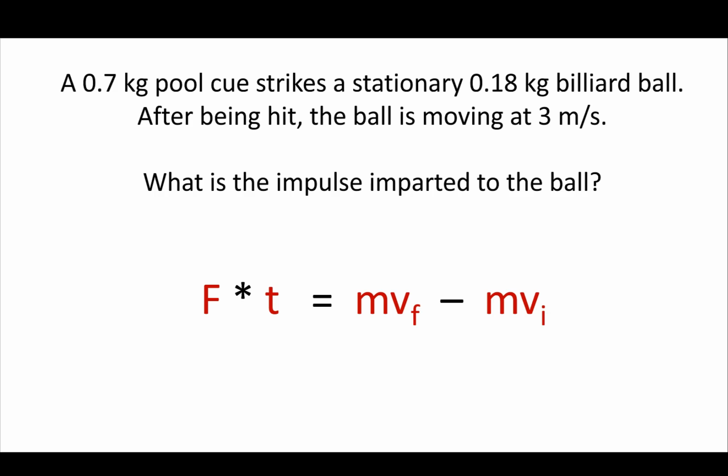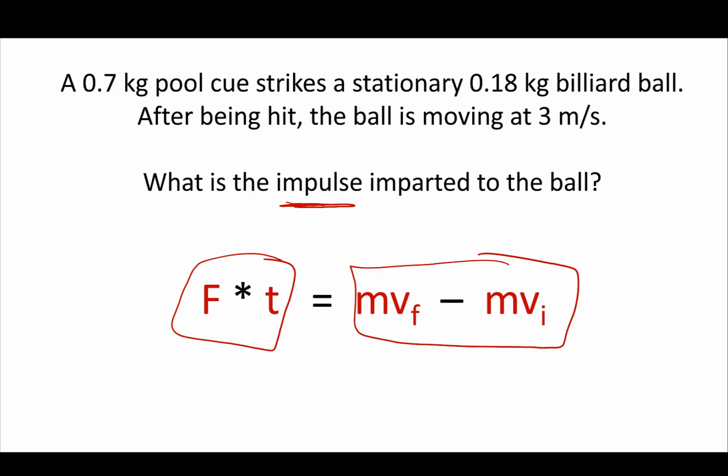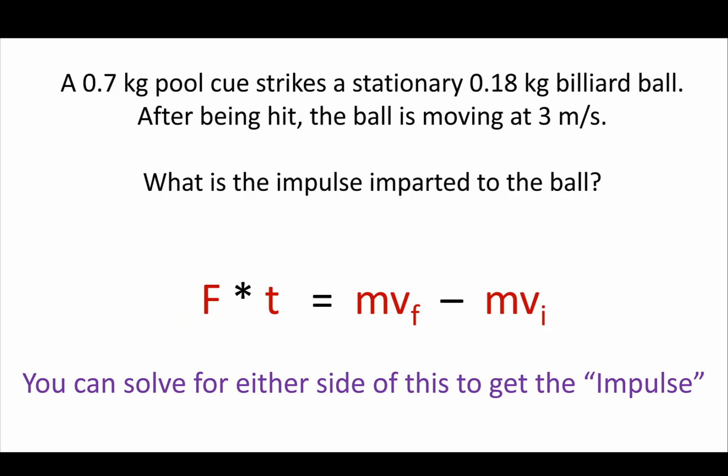This is our formula. And this is kind of annoying because this says what is the impulse imparted, but I don't see impulse anywhere. That's because actually both sides of this can be used to calculate the impulse. This is the impulse, it's the literal definition. I could also use this to figure out the impulse. So both sides of these are independently the impulse. So I just got to see what the problem gives me, and I can plug the numbers in. So I can solve for either side of this to get the impulse.